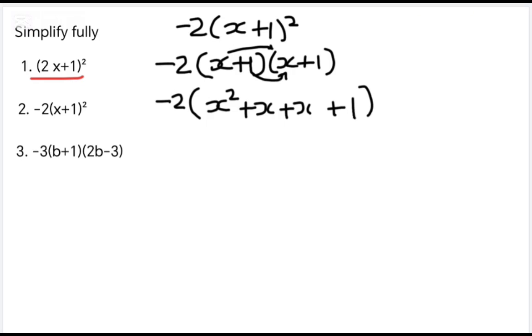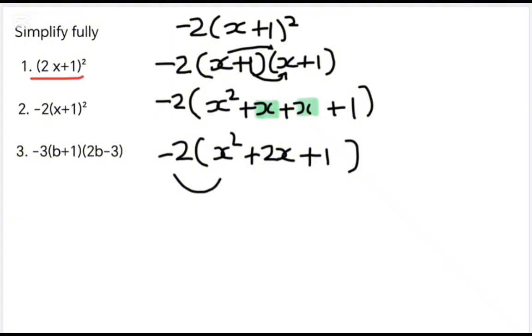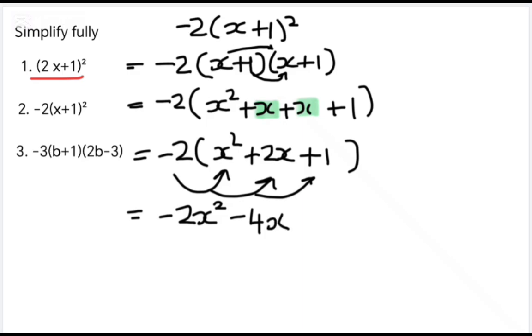What you need to do next is add these like terms that are here. So we're going to have negative 2 and open brackets, x squared plus 2x plus 1. Now you can take this negative 2 and multiply here and also multiply there and also multiply there to find your answer. Negative 2 multiplied by x squared is negative 2x squared, and negative 2 multiplied by 2x is negative 4x. And then negative 2 multiplied by 1 gives us negative 2. So this is how to simplify this one.